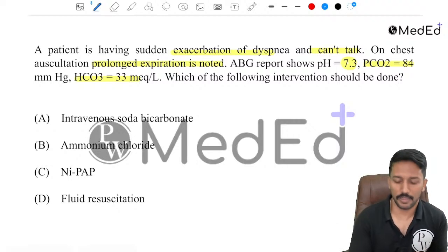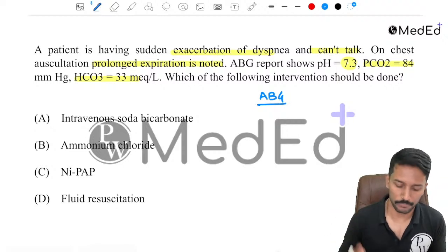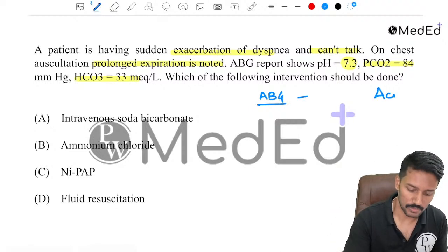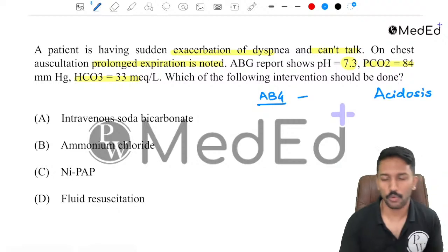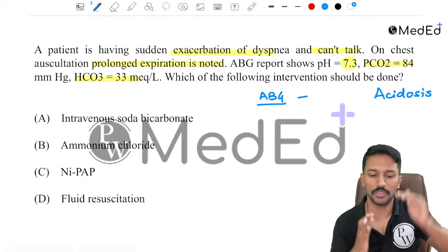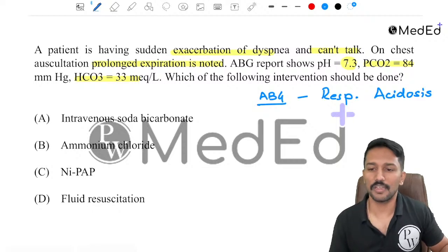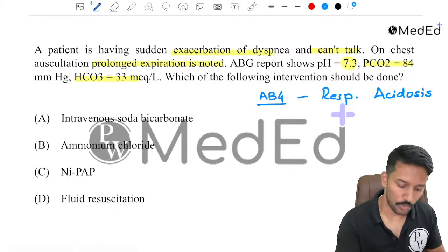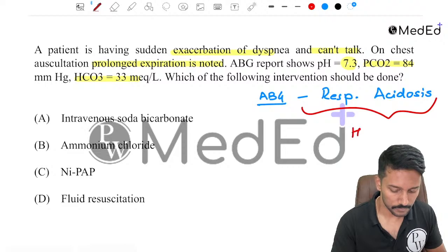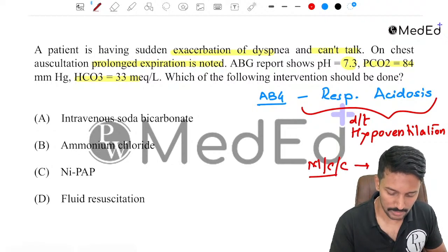Right. Now what is the ABG diagnosis? pH is less than 7.35, right? So that means it is acidosis. Now which type of acidosis it is? Metabolic or respiratory? PCO2 is increased, pH is decreased. Both are in the opposite direction. So it is respiratory acidosis, right? Respiratory acidosis is generally due to hypoventilation, sufficient ventilation of the lungs not happening, right? And the most common cause for respiratory acidosis is COPD.